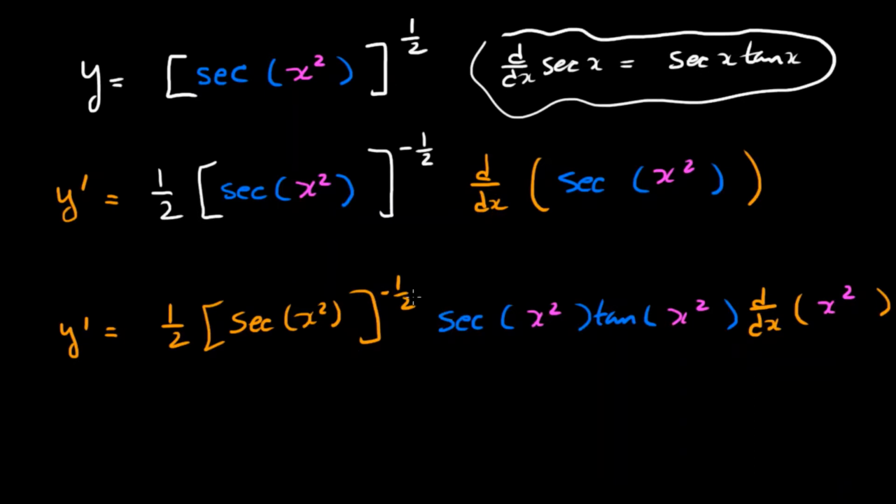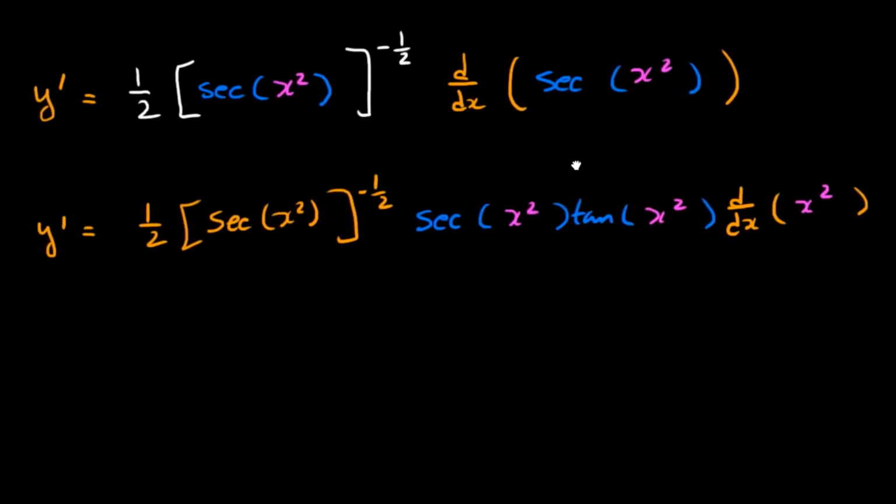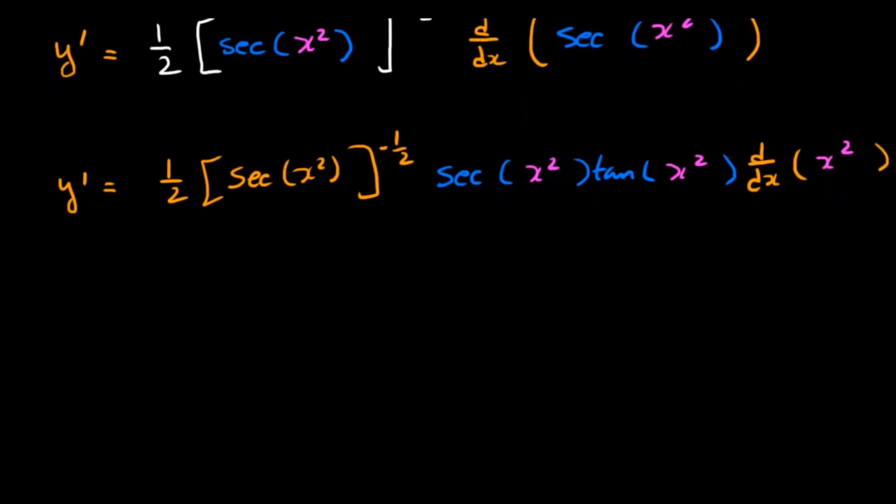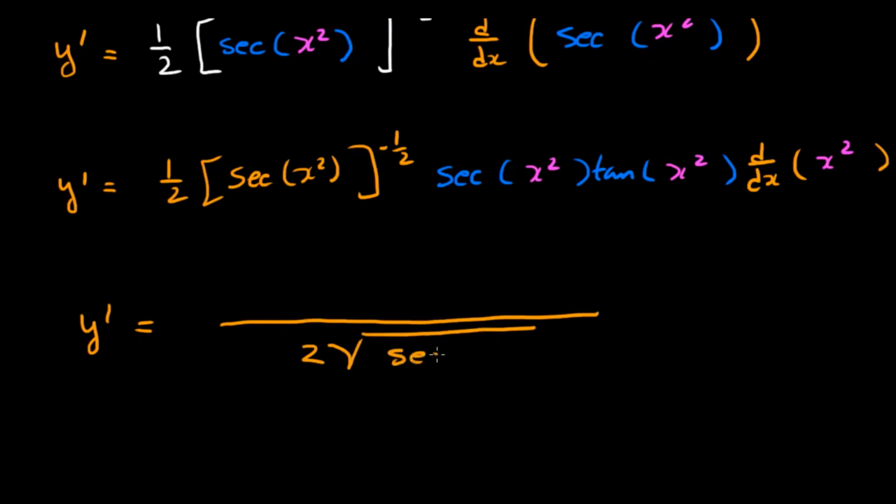I think I'll move our negative power to the bottom, and since we started with a square root, we'll probably just write that as a square root. So our y prime, of course that 2 is in the denominator, so this is going to be 2 multiplied by the square root of secant x squared, switching my negative power to a positive power in the bottom, and of course switching it from a power of a half to a square root.